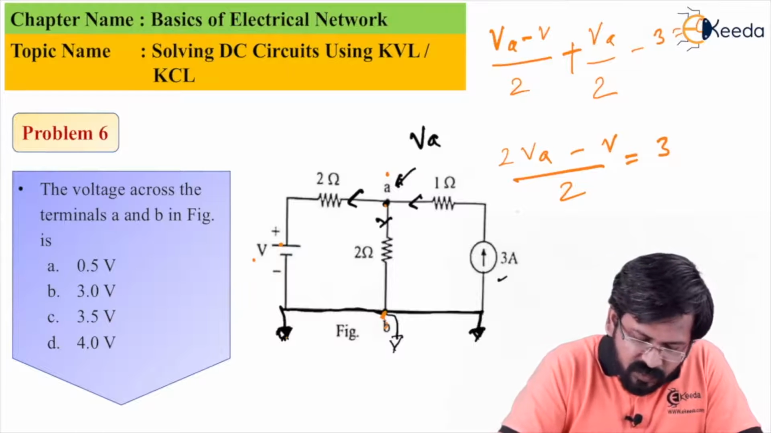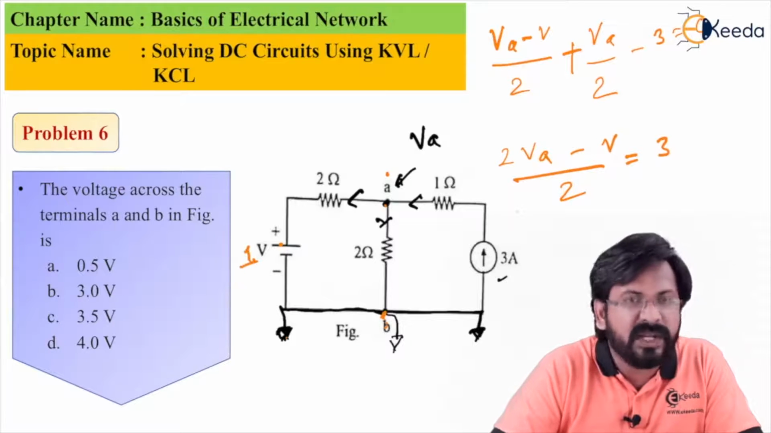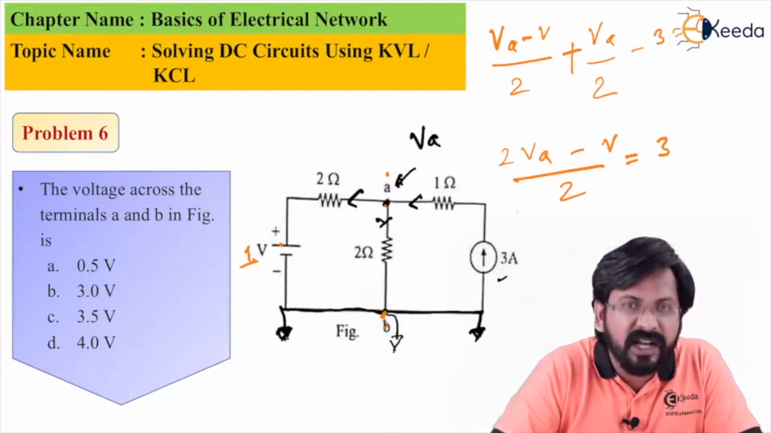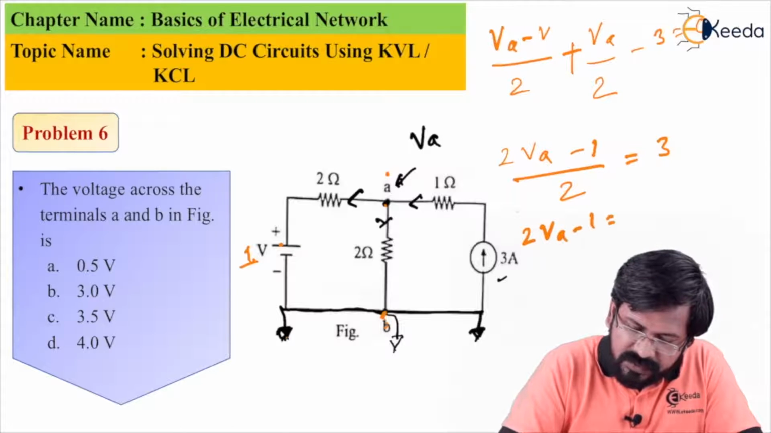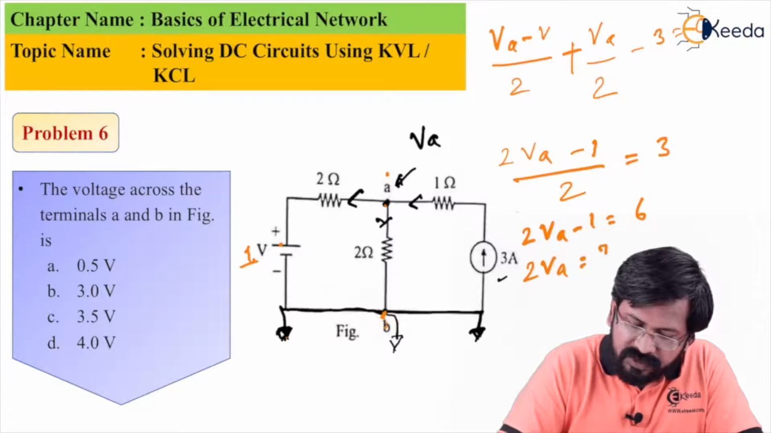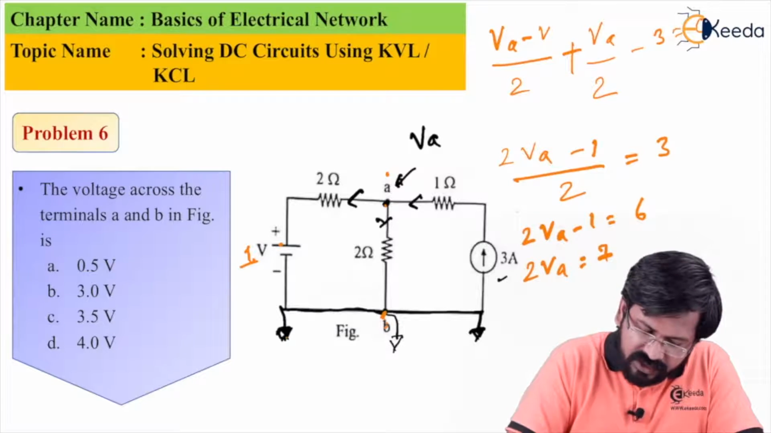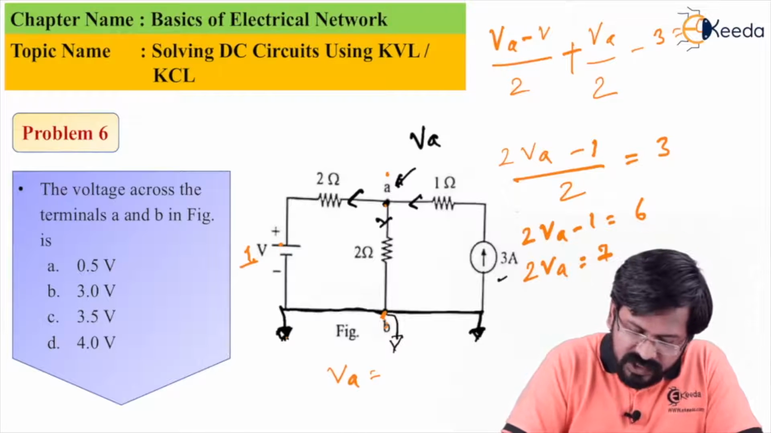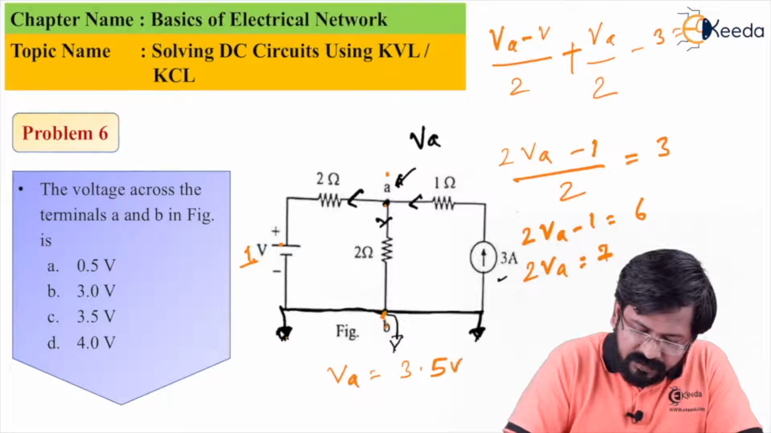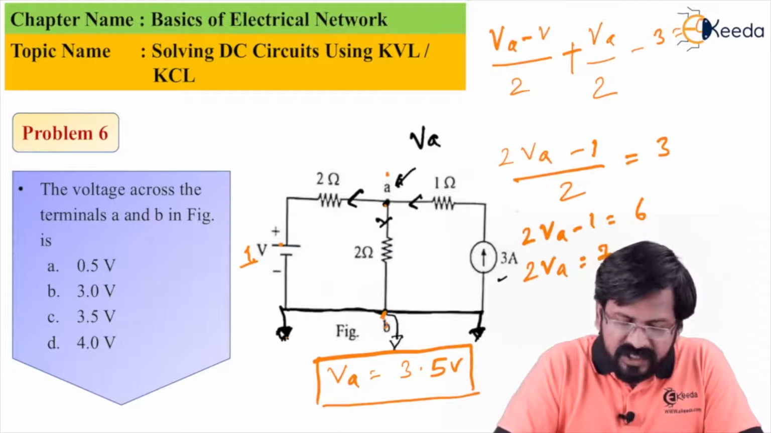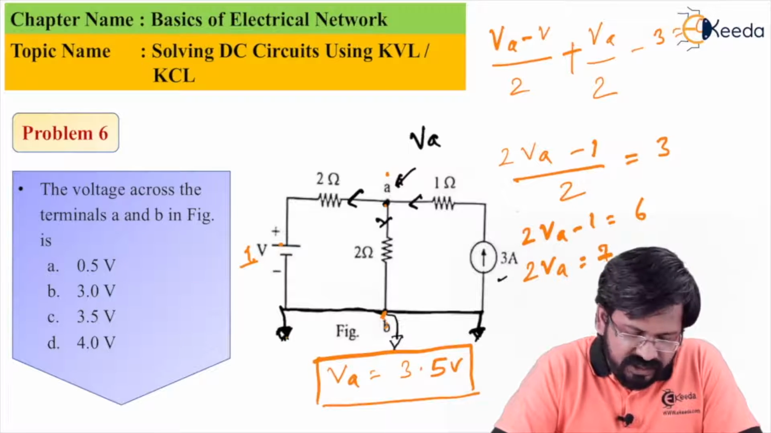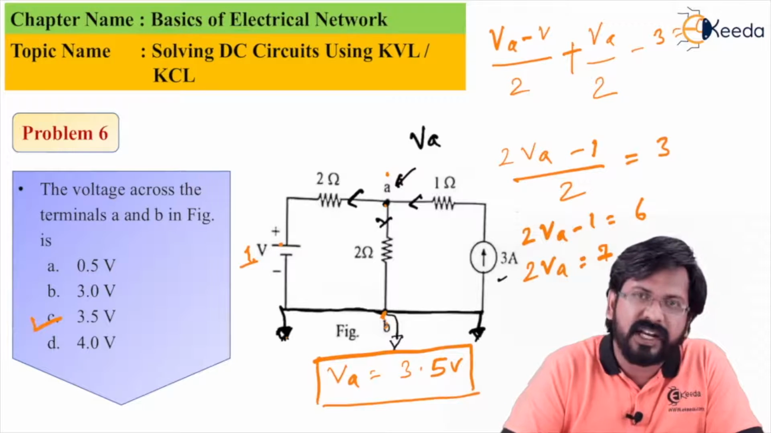In this problem, this voltage source is given as 1 volt. So I can replace this V as 1. So 2VA minus 1 becomes equal to 6. So it is 2VA equal to 7. Now if you solve this, you will get VA equal to 7 by 2, which is nothing but 3.5 volt. Please understand, VA node voltage means that it is the voltage across A and B. So in this case, 3.5 volt is the answer. So option C is the correct option.